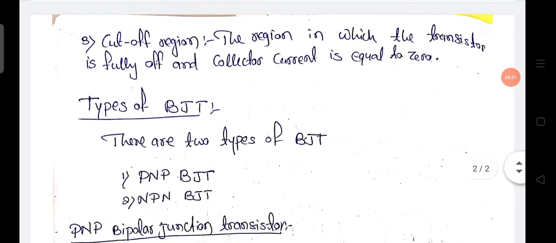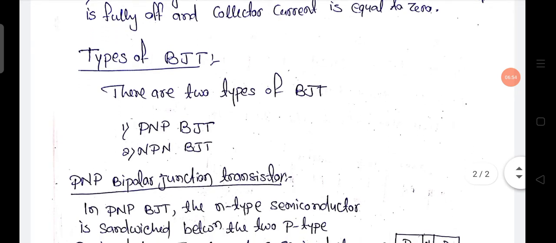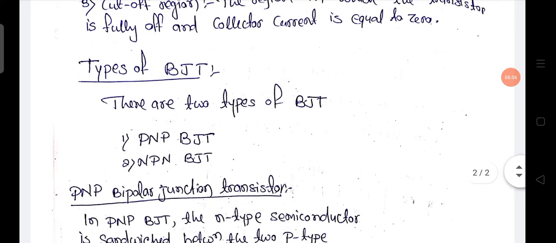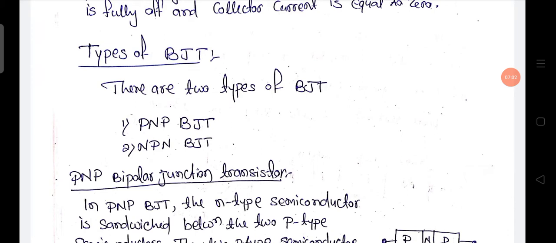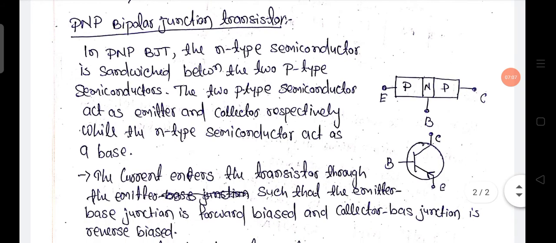Now let's see the types of BJT. There are two types of BJT. Previously I told you, PNP BJT and NPN BJT. Now see what is PNP BJT. In PNP BJT the n-type semiconductor is sandwiched between two p-type semiconductors. That means one n-type semiconductor is in between the two p-type semiconductors.